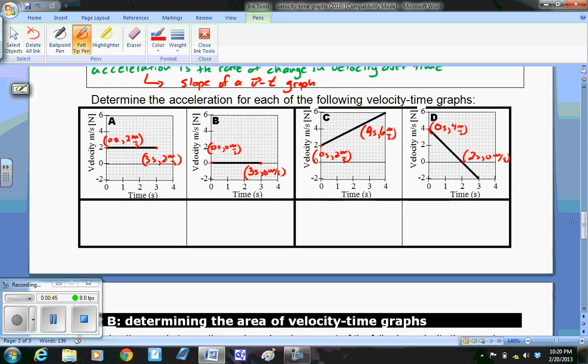On this page, you can see that I've already marked off the different intervals, and we can look at the slope. Here, in the first example, you can see that my velocity is not changing. In other words, I have a constant velocity, and when we have a constant velocity, I don't have any acceleration. So my acceleration in this case, or slope, is going to be equal to 0. Again, it's a constant velocity that we have here.